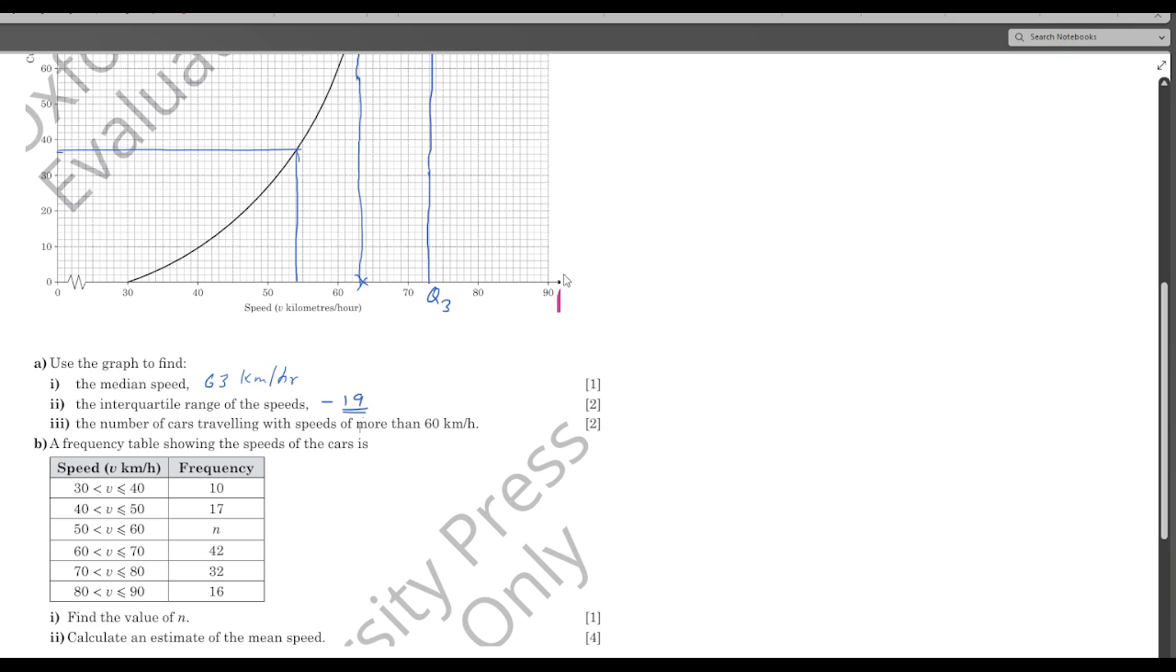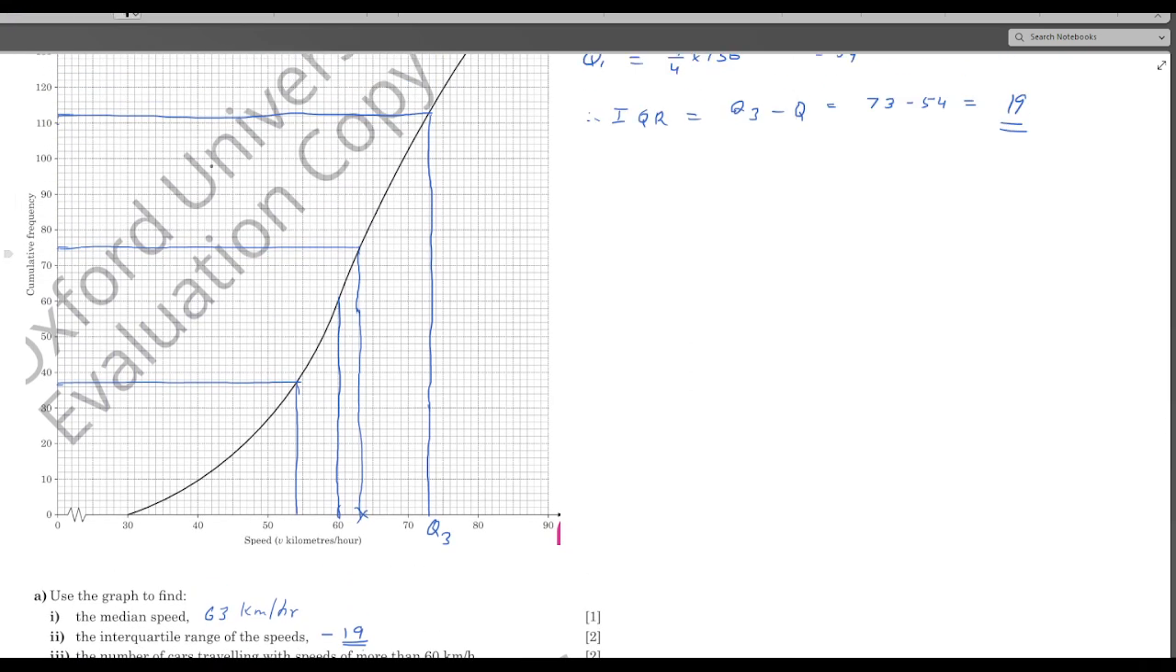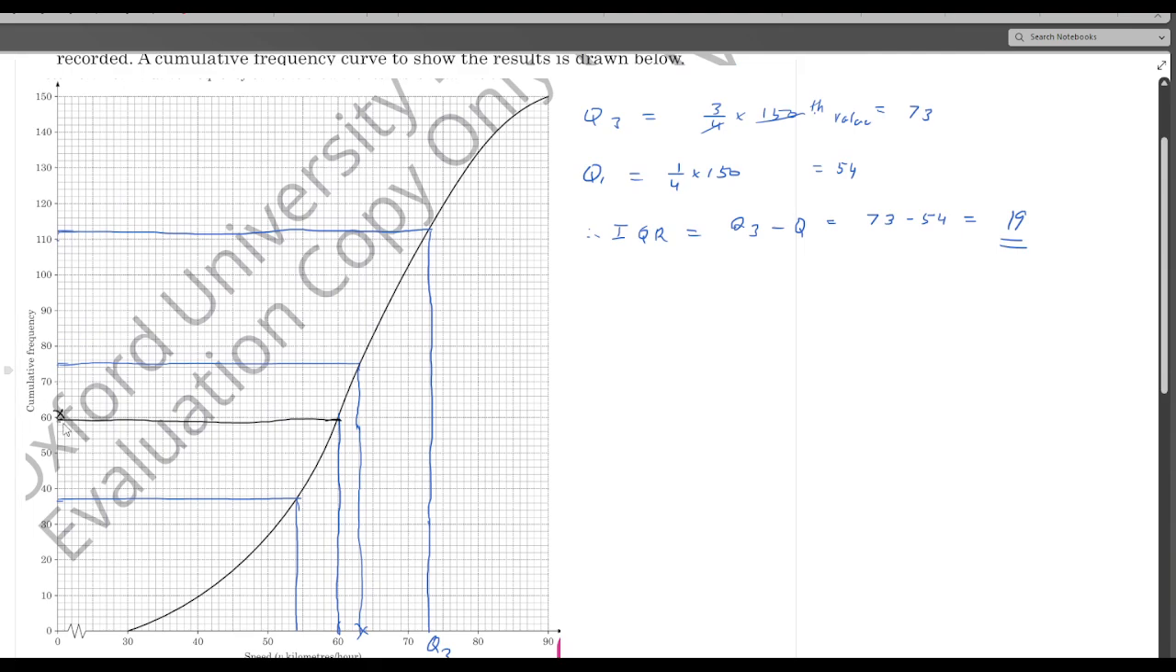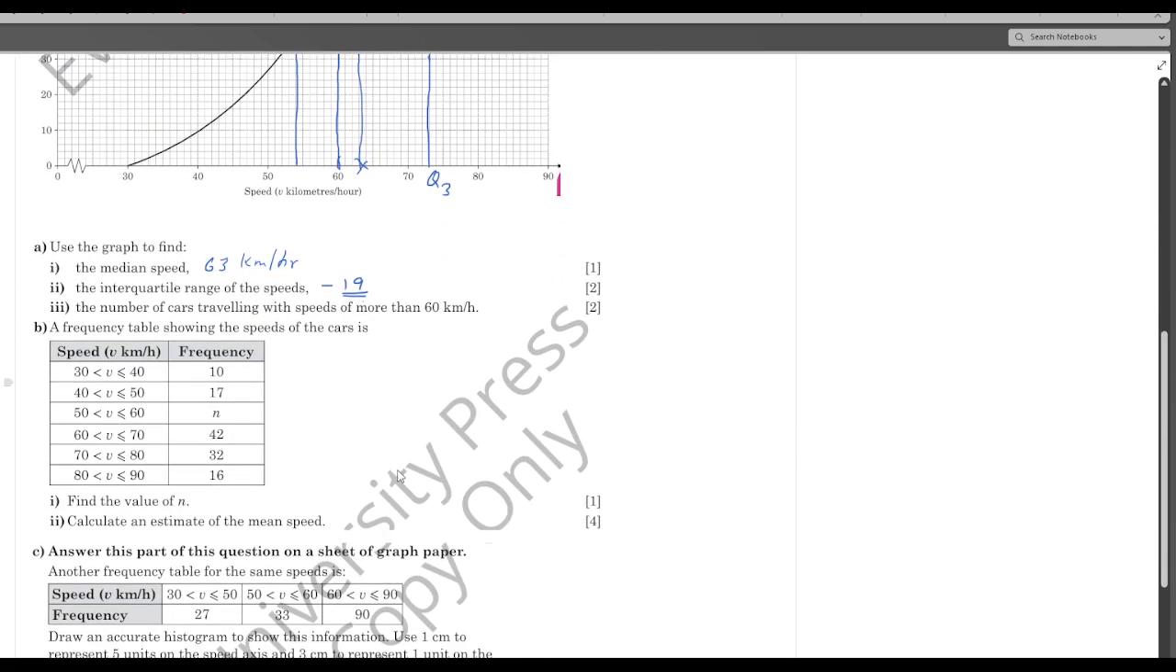The number of cars traveling with a speed of more than 60 kilometers per hour. You can see here, if I draw one vertical line like this, and then one horizontal line from this point, here I get 60. So the number of cars traveling with a speed more than 60 kilometers per hour, from 60 to 150, it is 90. There are 90 such cars.